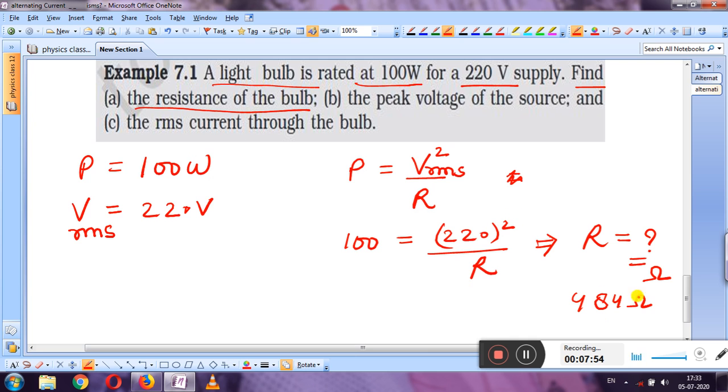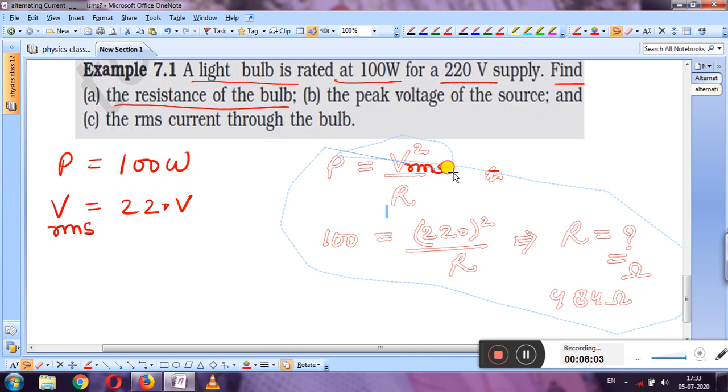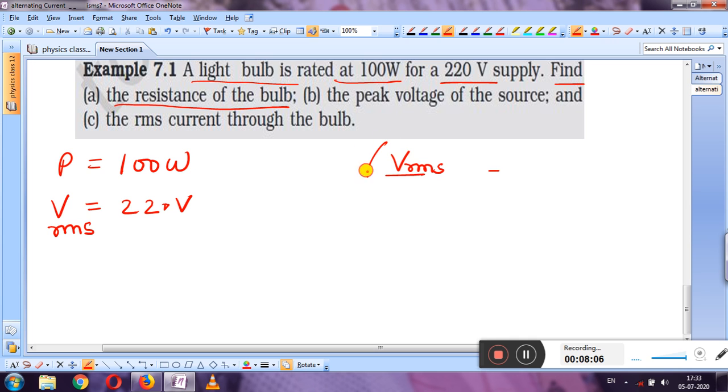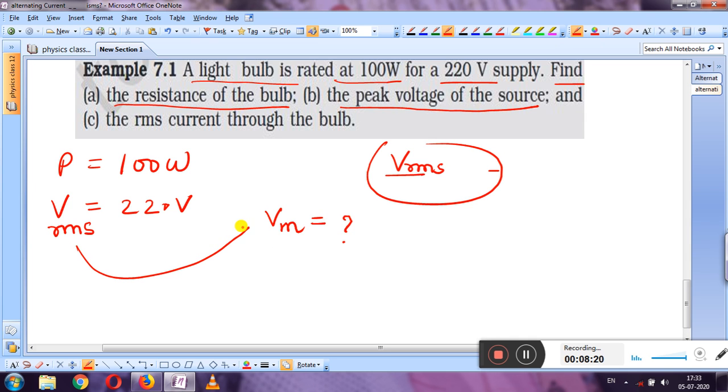I have shown you the way we can solve this question. Okay. Now let us see the next part. In the next part of the question, we have to find out the peak voltage of the source. Peak voltage means maximum voltage. Maximum voltage means Vm. Now you think, if Vrms is given and Vm we have to find out, then the relation between them is Vm is equal to root 2 Vrms. This is the relationship. Root 2 into 220.